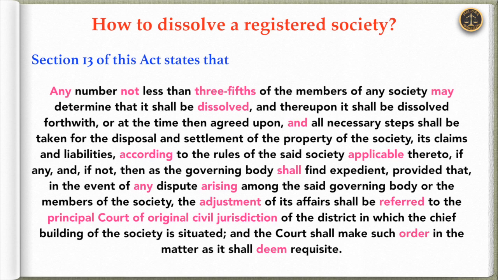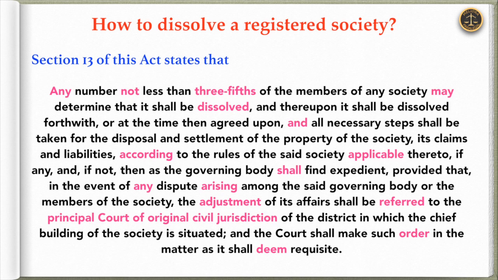provided that in the event of any dispute arising among the said governing body or the members of the society, the adjustment of its affairs shall be referred to the principal court of original civil jurisdiction of the district in which the chief building of the society is situated, and the court shall make such order in the matter as it shall deem requisite.